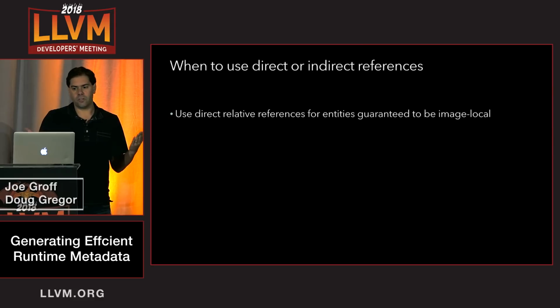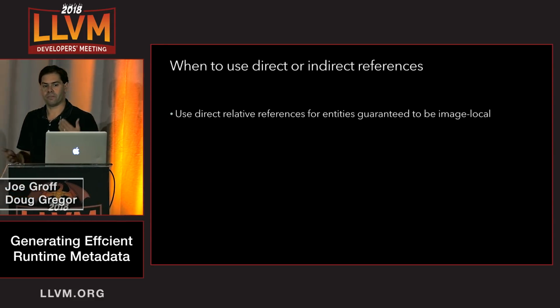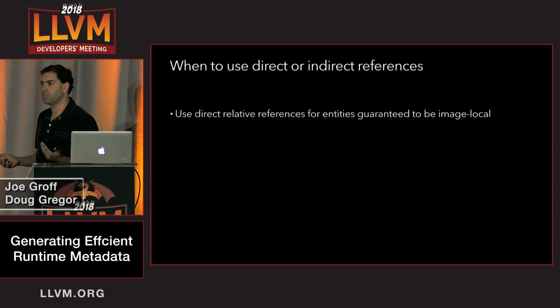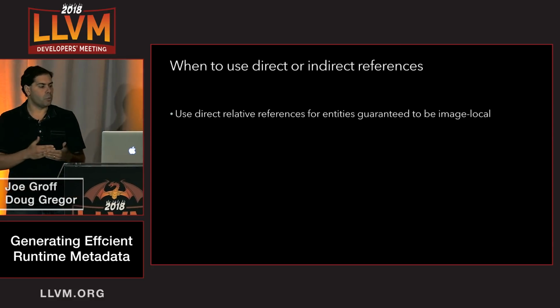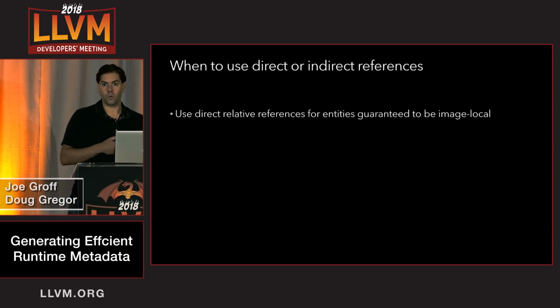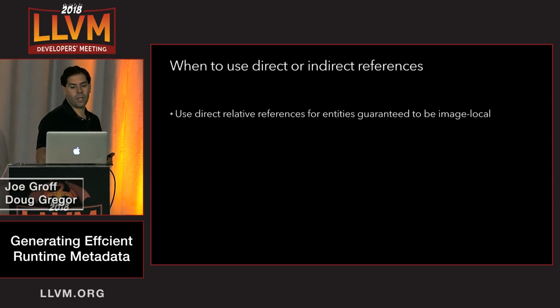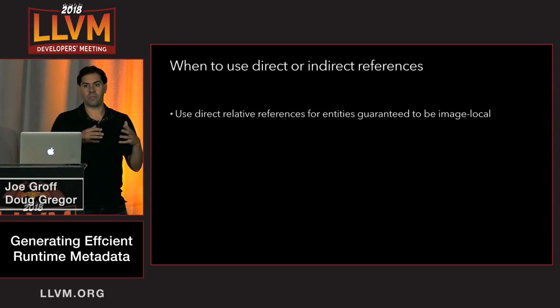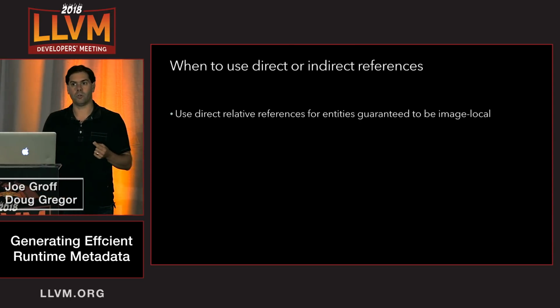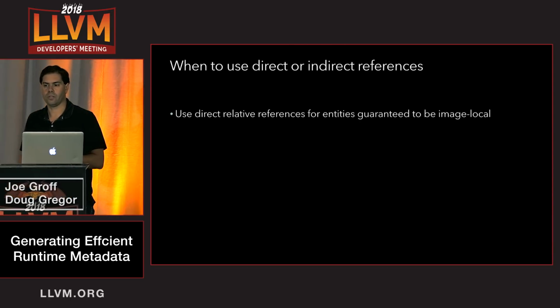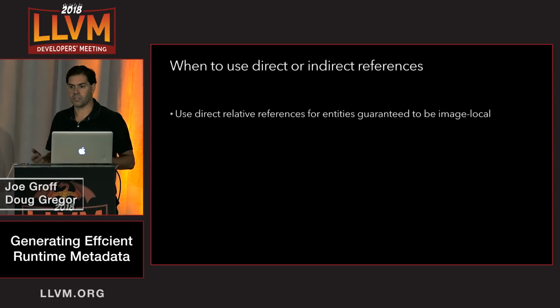So we have two kinds of references here. We have the direct and the indirect references. When do you use each? You would like to use the direct relative references whenever you can. These are most efficient. They have no relocations whatsoever. But you can only use them for things that you absolutely know are image local, because they fall apart, they break at link time if you can't actually find the symbol.